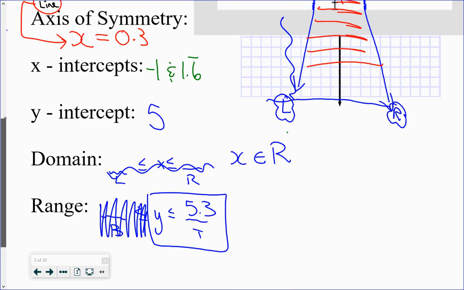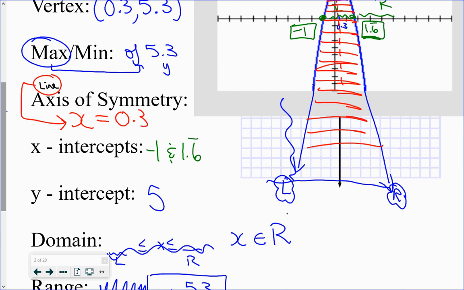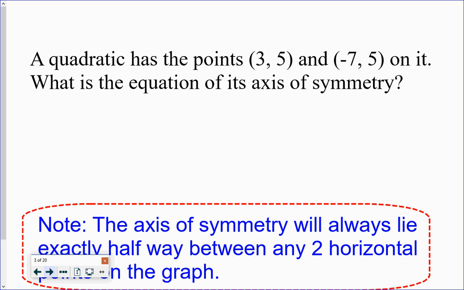Okay, so again, the button pushing in this unit, it was a big learning curve. We did tons and tons of practice on it, but you want to make sure that you're going through that. Okay, so another way that we can interpret quadratics is understanding certain things about the points on them. So it says a quadratic has the points 3, 5 and negative 7, 5. So I always find it very helpful just to draw a quick little sketch. It doesn't have to be perfect. So I've got 3, 5 and negative 7, 5.